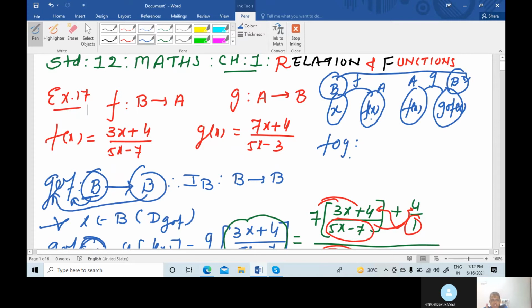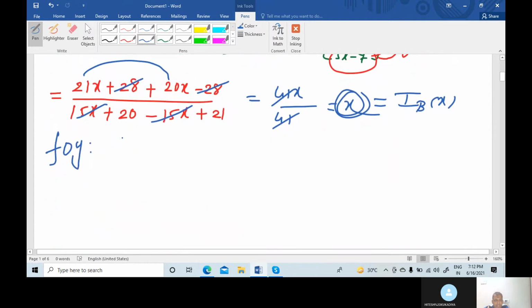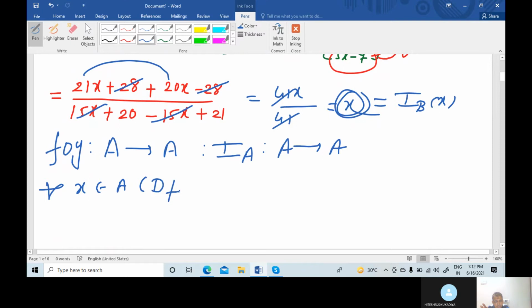So here we take the G function's domain because G is the second function. G function's domain is A, and F function's codomain is again A. So our FOG function is from A to A. That means the identity function I_A from A to A. Clear, student? Now every x belongs to A. It is called the domain of FOG. Now write here FOG(x) equals F of G(x).